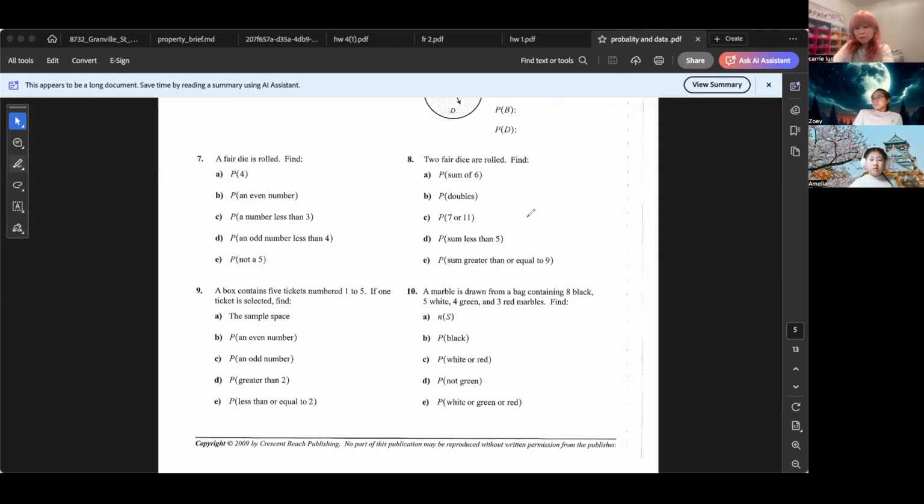Okay, so let's take a look at this one. Sum less than 5. Zoe, what is the answer? 4 over 36? Which equals 1 over 9. Yeah. You need to simplify, Amelia, okay? Okay, last but not least, the sum greater than or equal to 9. 5/6. This one I got. What is the answer? 5/6.